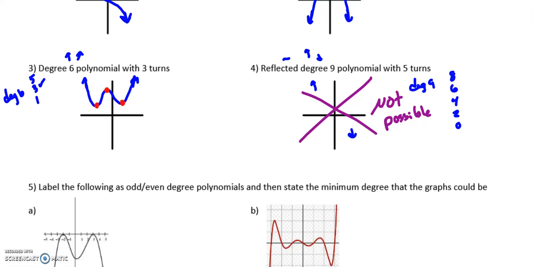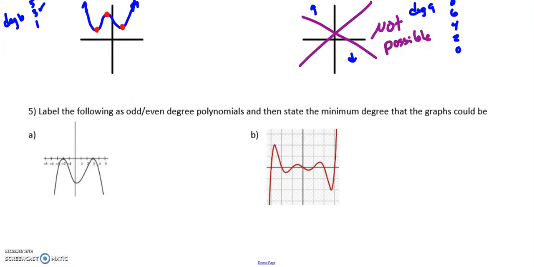Looking at my graphs down here, I'm going to go backwards. I have the graph of a polynomial, and I want to say if they are odd or even degree, and then what that minimum degree could be. So if I look at the first one, I know that he's going to be an even degree polynomial because of my end behavior, down, down. And then to state the minimum degree, I have to find my number of turns. So I have 3 turns.